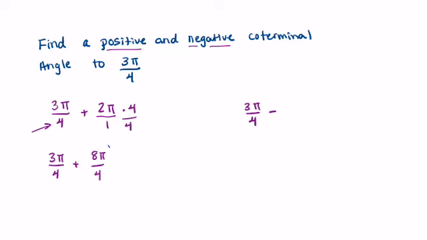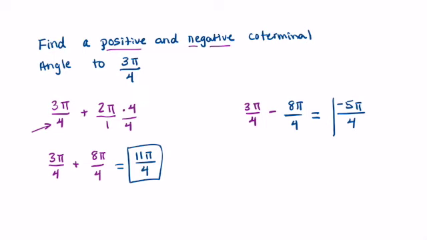The reason I left this blank over here is because now I can utilize this fraction over here and save myself a little bit of writing time. Once I add these across, 3 pi plus 8 pi gives me 11 pi over 4, and there's my positive coterminal angle. Over here, we have 3 pi over 4 minus 8 pi over 4. So 3 minus 8 gives me negative 5 pi over 4, and there's my negative coterminal angle.